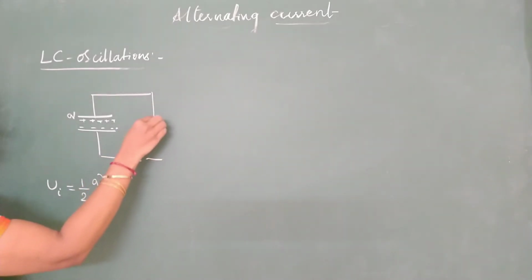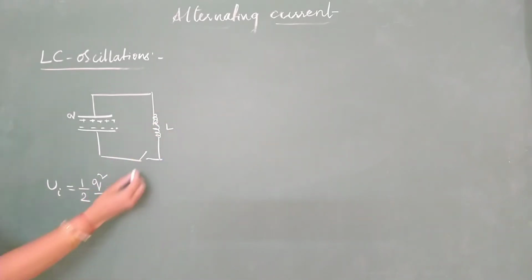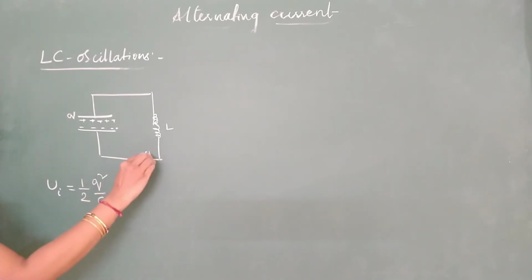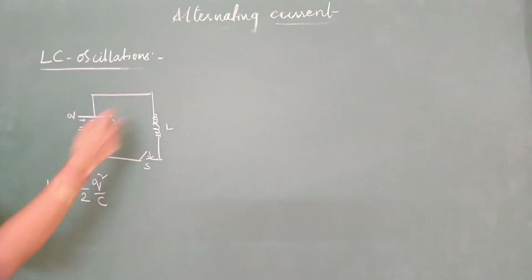Assume the inductor to be ideal, of inductance L, through a switch. And we will try to understand what would happen as soon as you close the switch. So close the switch. We know capacitor is going to discharge and it will charge the inductor. So I will apply Kirchhoff's law for this loop.